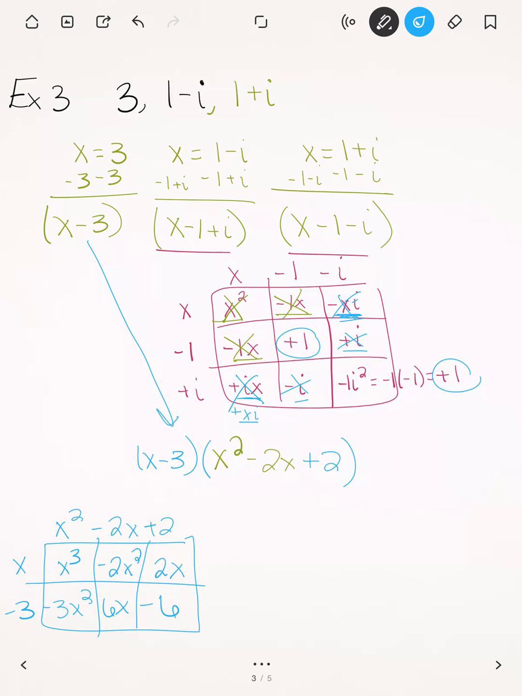And I combine like terms. So I get x cubed minus 5x squared plus 8x minus 6. To make it a function, I put a y out in front.